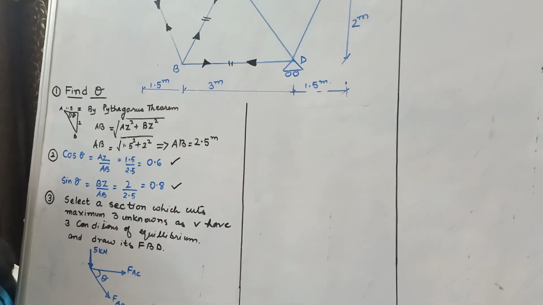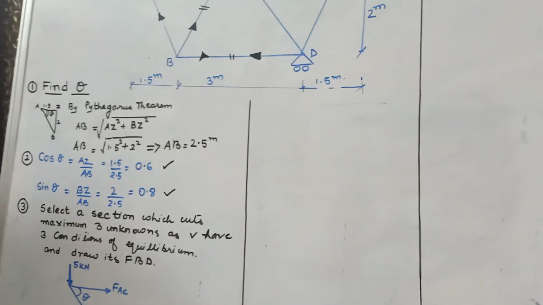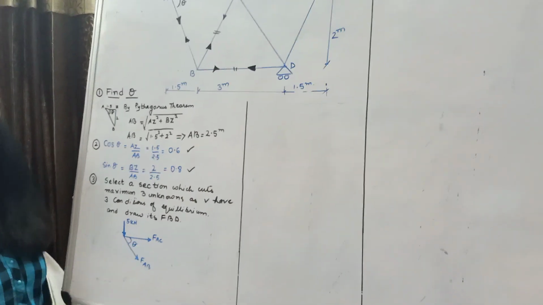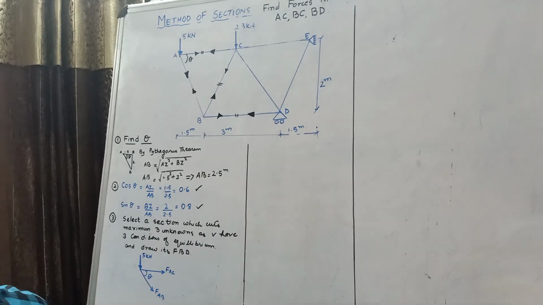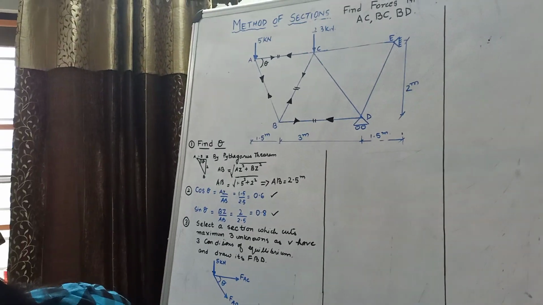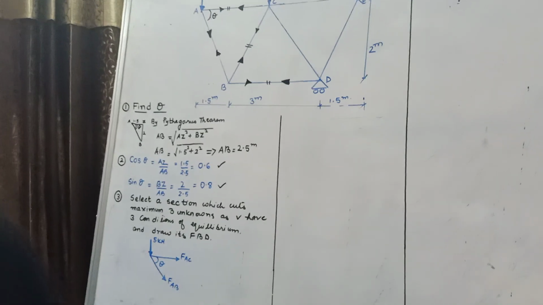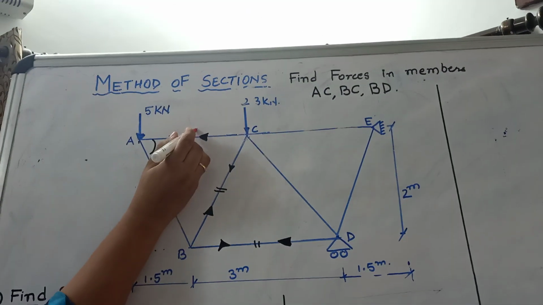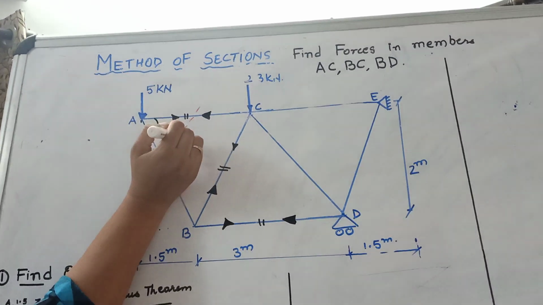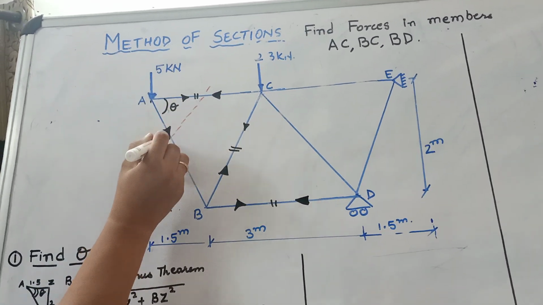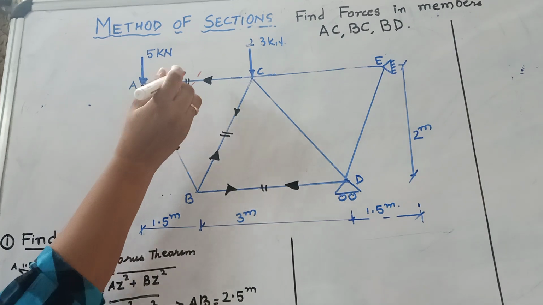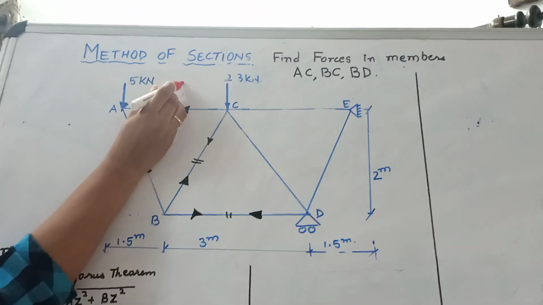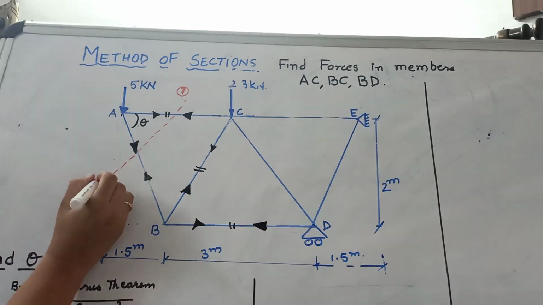Now what do we have to do? We will select a section. How will we select the section? A section which cuts a maximum of 3 unknowns. To start with, I will first take this as my section, so that I can find the member force FAC. I will name this section 1-1.